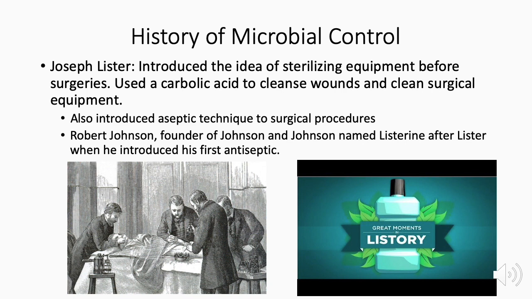And he was basically saying, look, we have got to find a way to get rid of microorganisms. They are here. They are causing infection. They're causing problems. And he came up with a chemical method as well as an actual surgical method to help prevent infection. Later, somewhere in the 1920s, Robert Johnson, the founder of Johnson & Johnson, named Listerine after Joseph Lister. He introduced Listerine as an antiseptic before it was ever sold as a mouthwash.